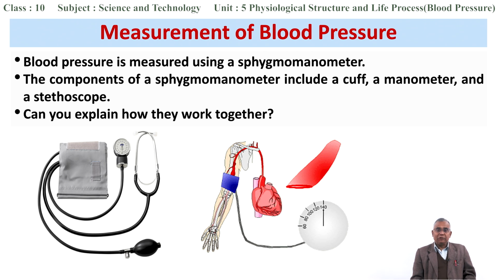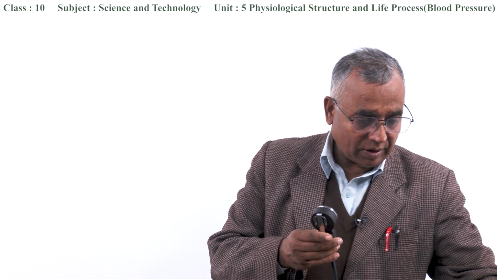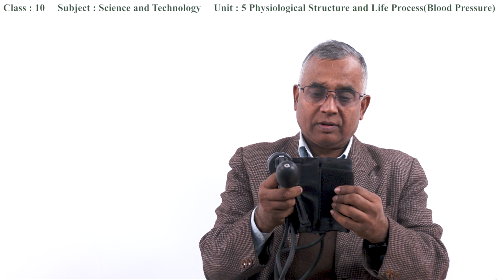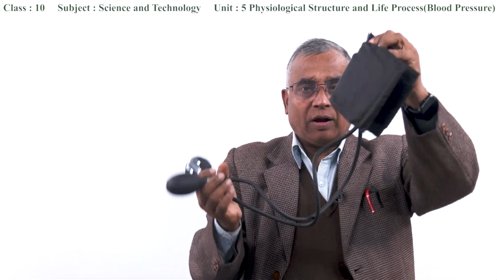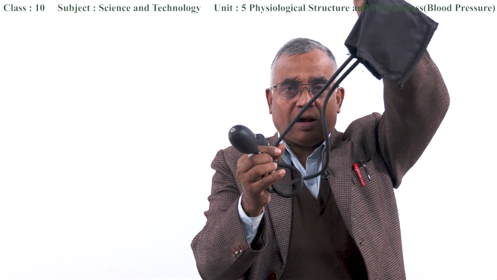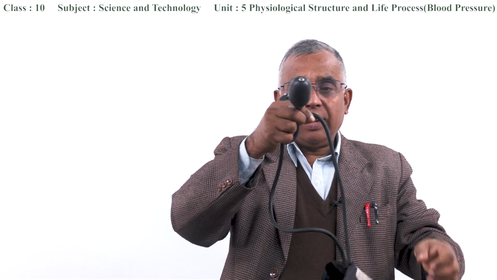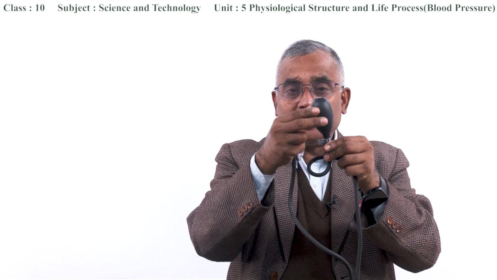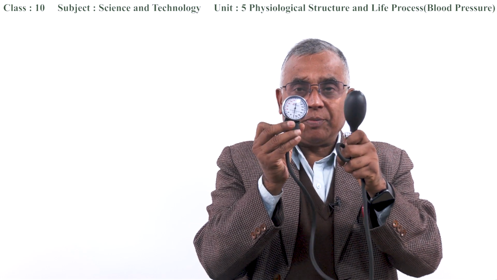So, here I will show you each part separately. You can see I have this instrument. One part, look here, is the cuff. From the cuff two tubes are generated. One is connected with the bulb, with the valve. This is the bulb, and this is the valve. And here is the aneroid barometer.